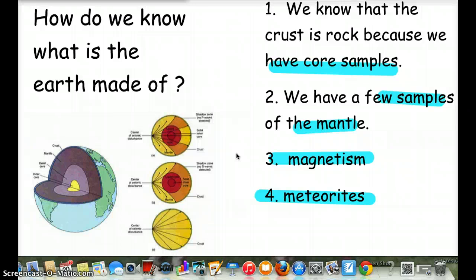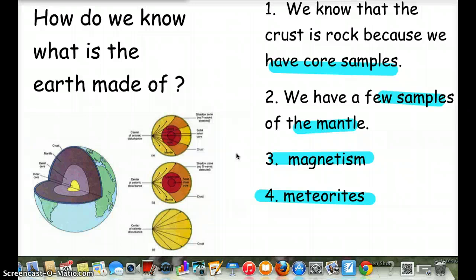When volcanoes erupt, they bring up parts of the mantle, and so when that hot magma makes its way to the surface and becomes lava, we can analyze it, and that gives us a clue as to what's in the mantle. The third piece of evidence is the Earth's magnetism. Okay, and we believe that the Earth has magnetism because of the fact that the inner and outer core are made of iron, and we know that iron is magnetic.